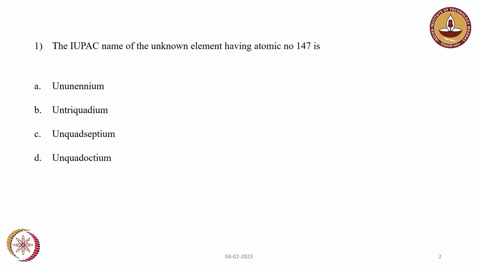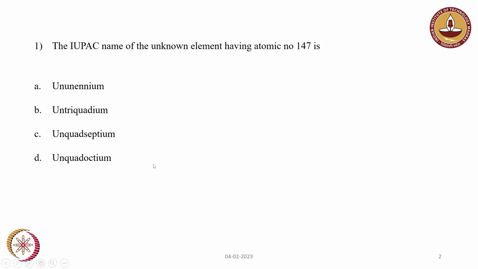The question number 1 is: the IUPAC name of the unknown element having atomic number 147 is. Option A is unanium, B is untriquadium, C is unquadseptium, and D is unquadoctium.